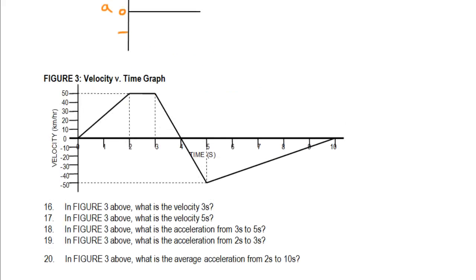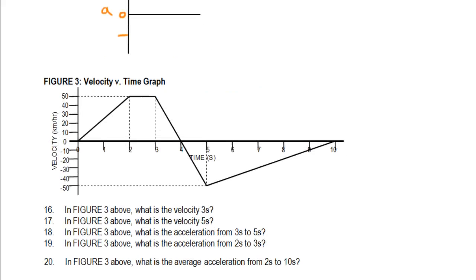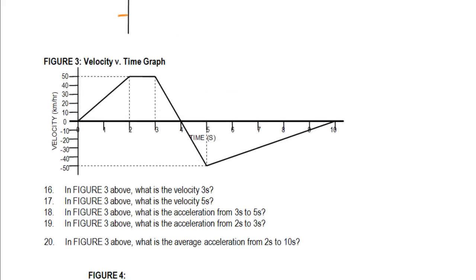Figure 3. Ooh, now we got velocity versus time graphs. So we're going to be calculating acceleration. Very similar to the previous problem, except that was position versus time. Now this is velocity versus time. So in figure 3, what is the velocity at 3 seconds? Okay, 16. At 3 seconds, the velocity is simply 50 kilometers per hour, right? 50 kilometers per hour.